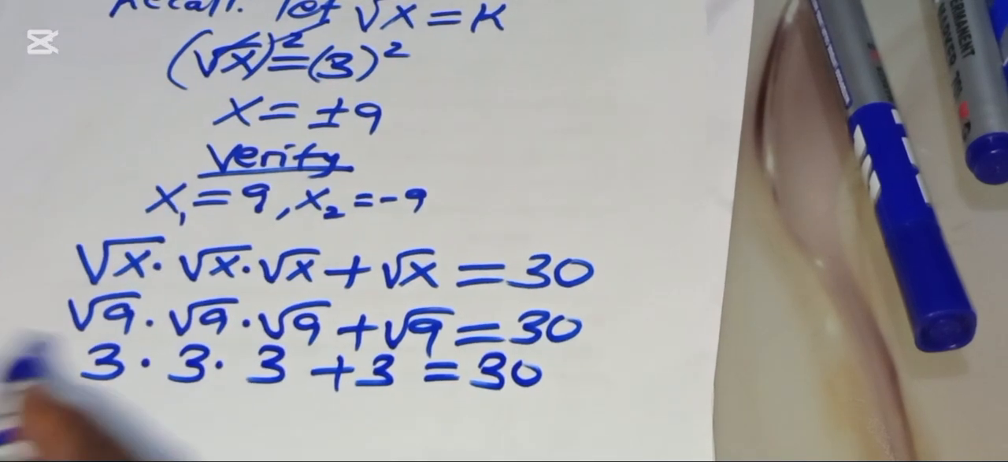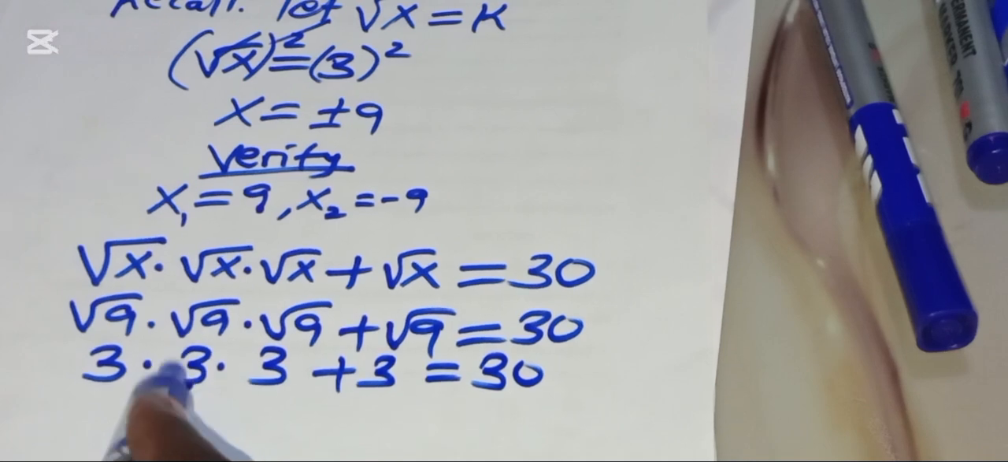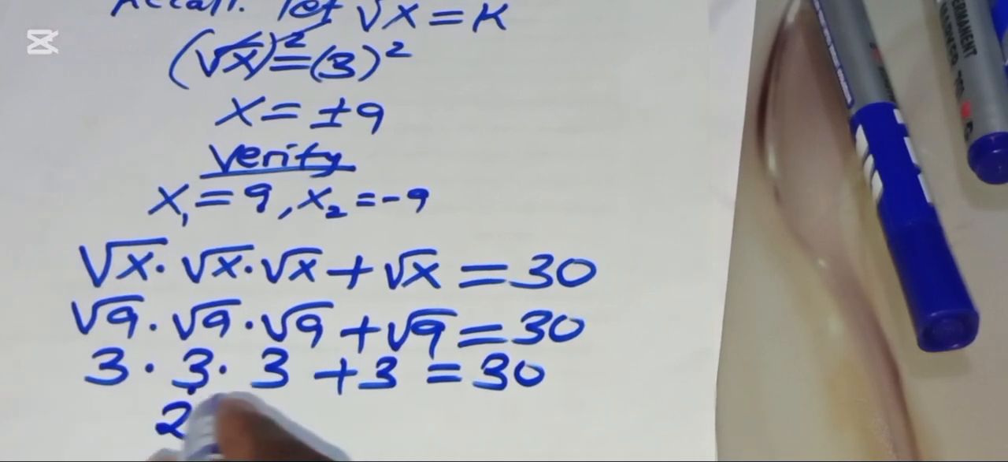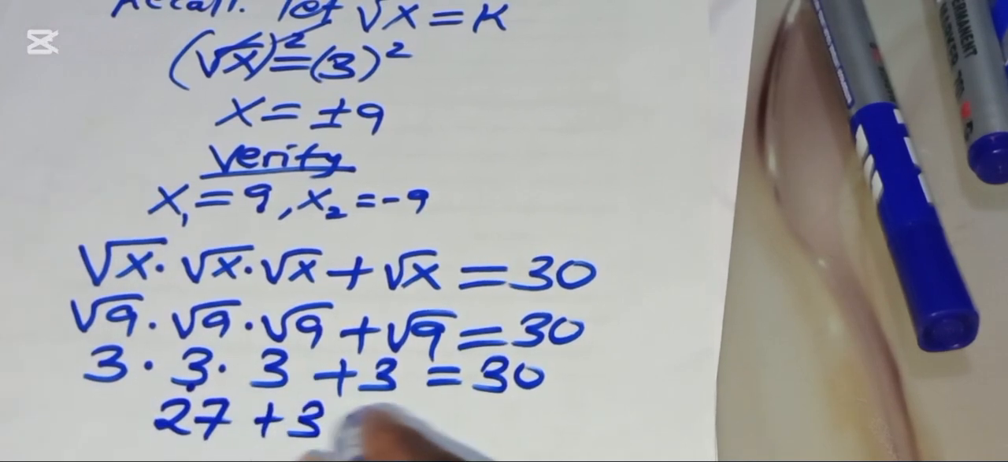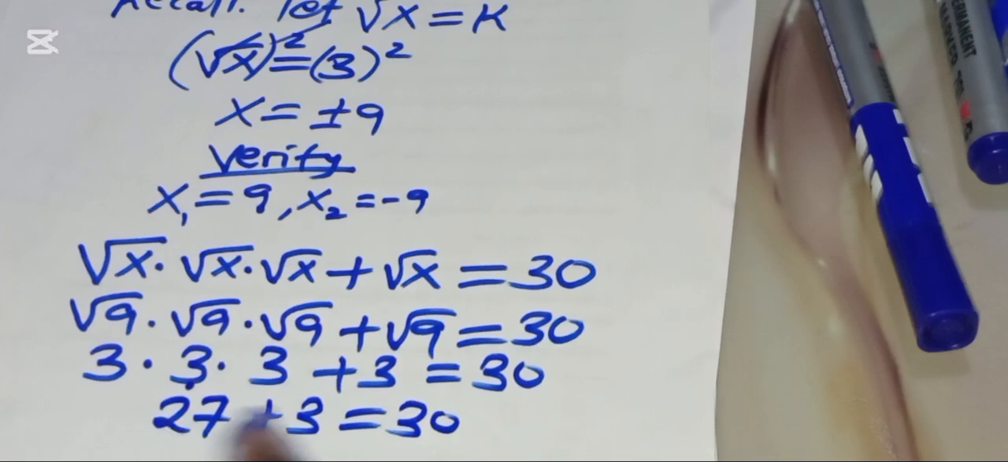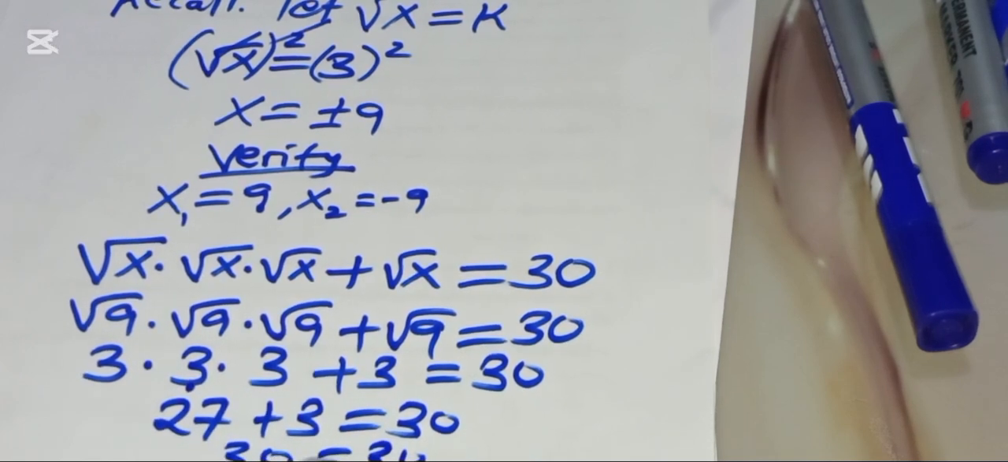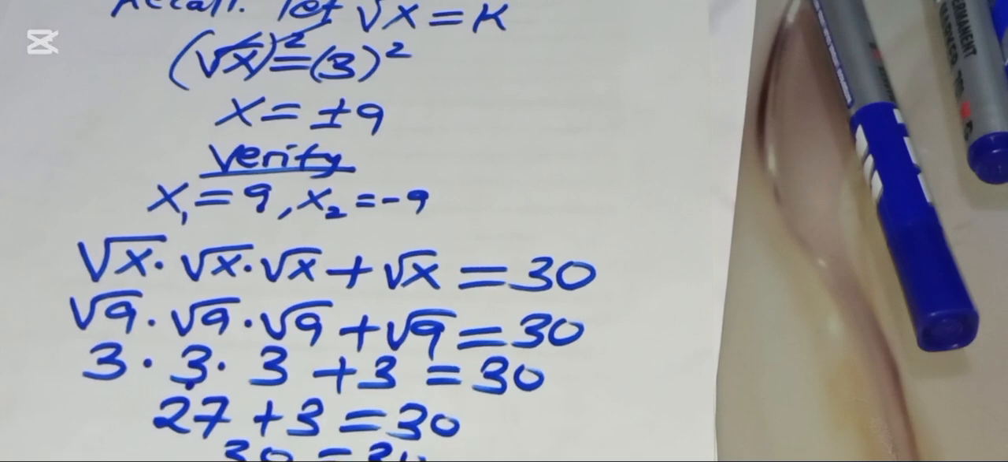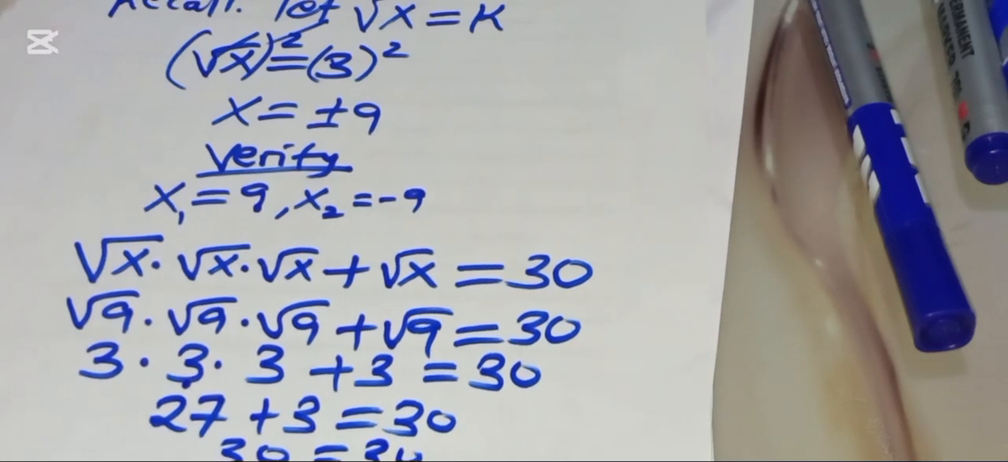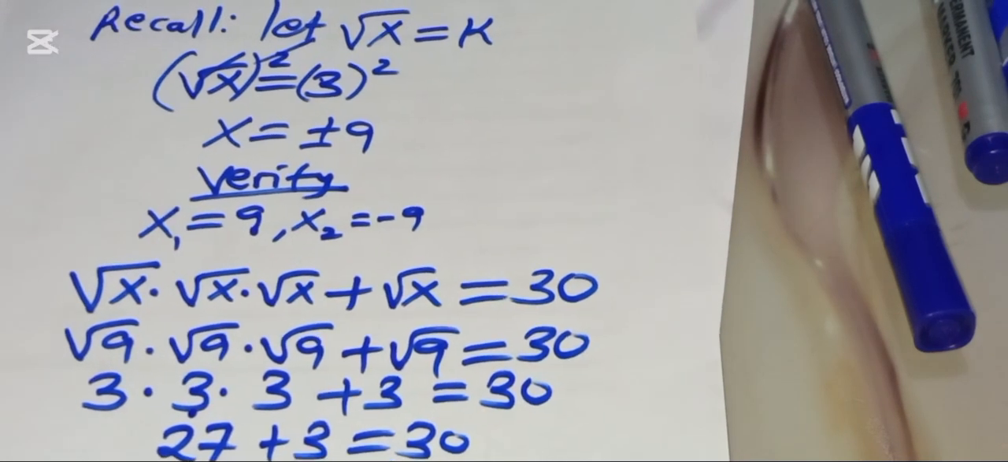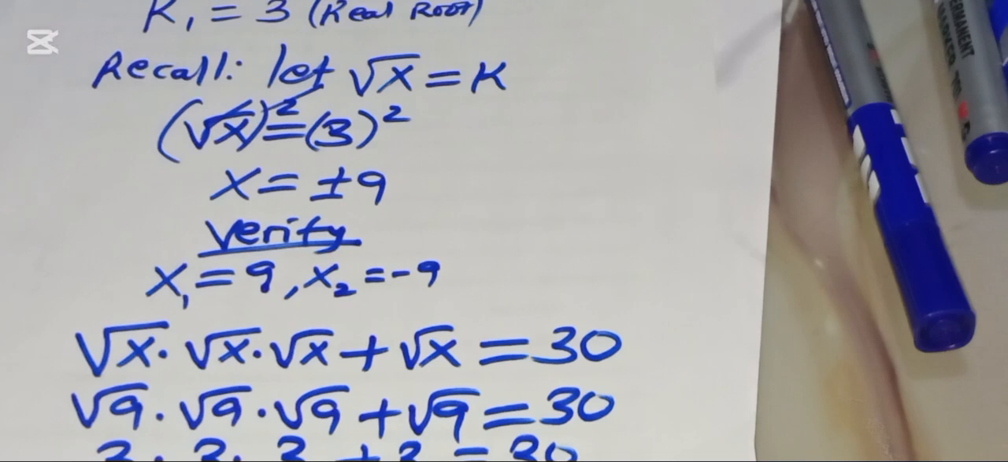So 3 times 3 is 9. 9 times 3 is 27, plus 3, this is equal to 30. And you can see the left-hand side is equal to the right-hand side. That affirms that the value of x is plus or minus 9. That's the solution to our square root math problem.